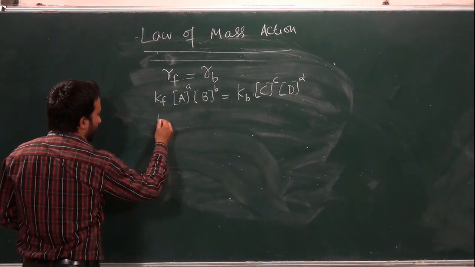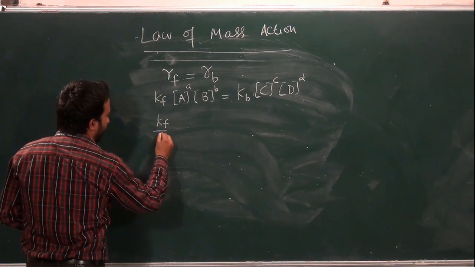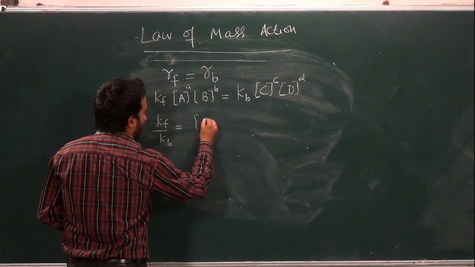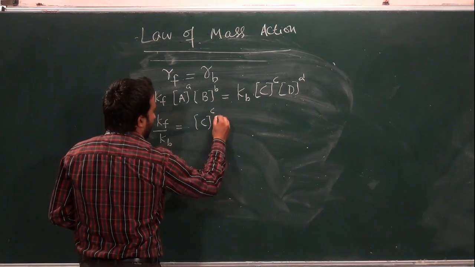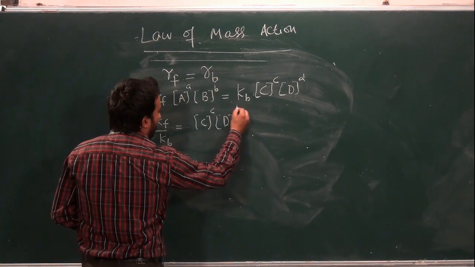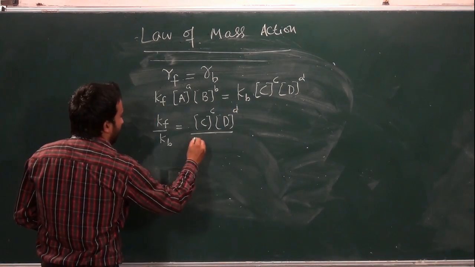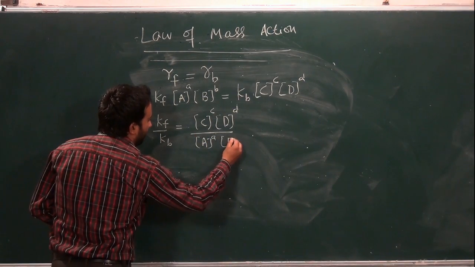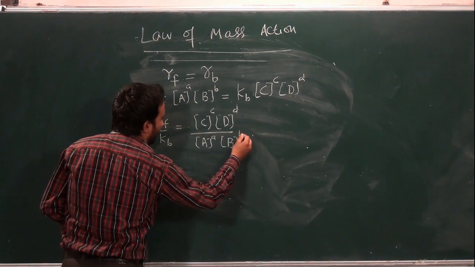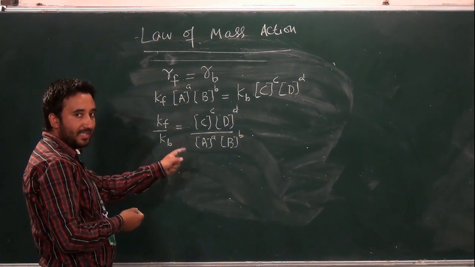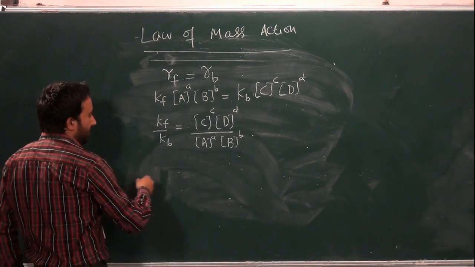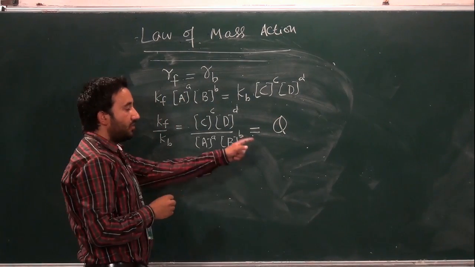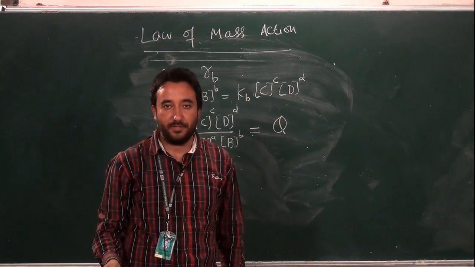Now K forward divided by K backward is equal to the concentration of C into the concentration of D divided by the concentration of A raised to power A into the concentration of B raised to power B. This is at the equilibrium stage, and this is equal to Q. This Q is called the reaction quotient.